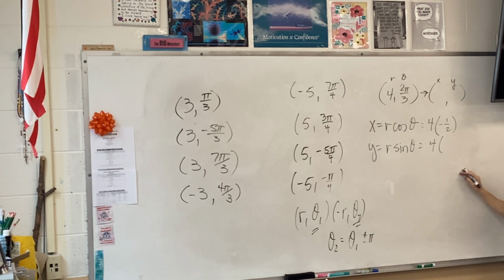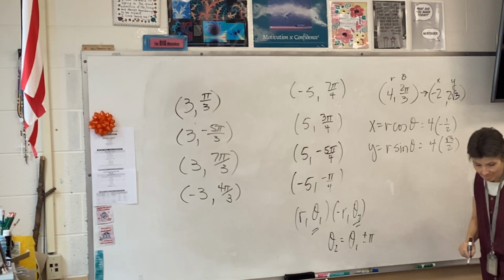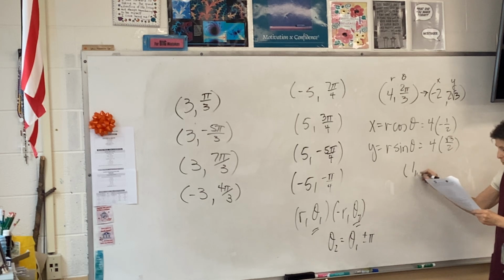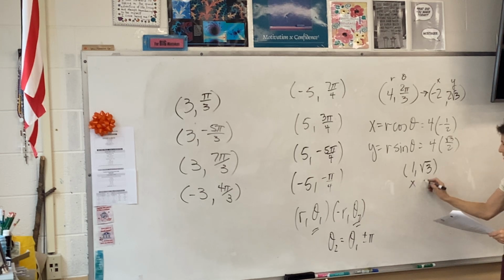Sine of 2π/3, positive √3/2. So my rectangular coordinates are (-2, 2√3). Backwards: (1, √3), that's x and y.